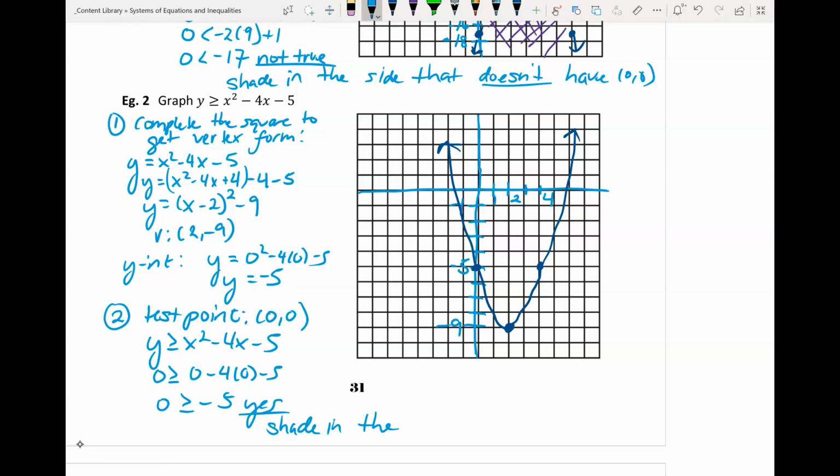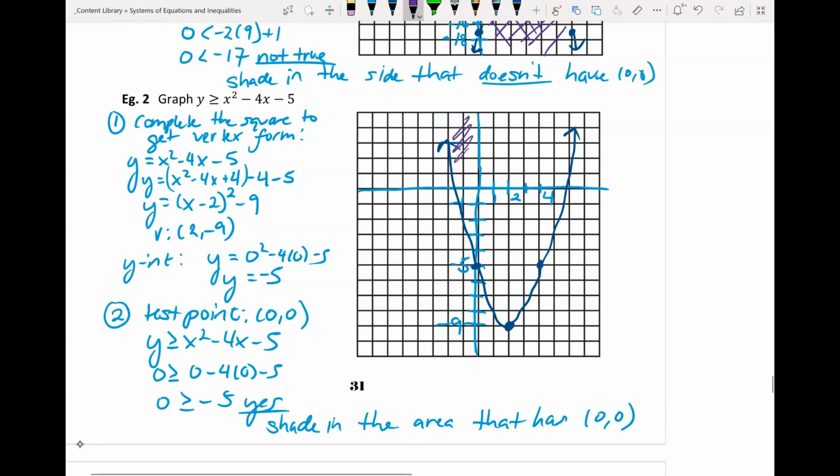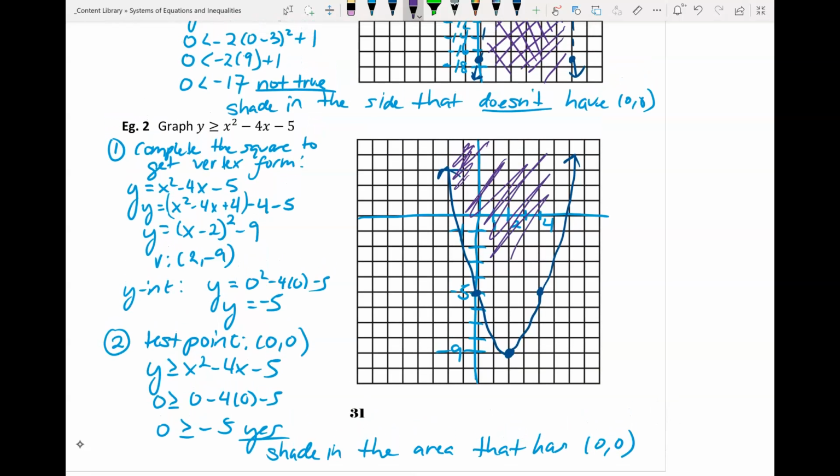the area that has the point (0, 0). And that would be the inside part of the parabola, like this. And that is our graph.